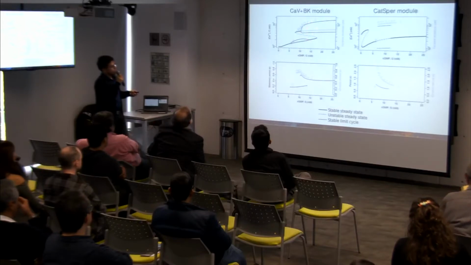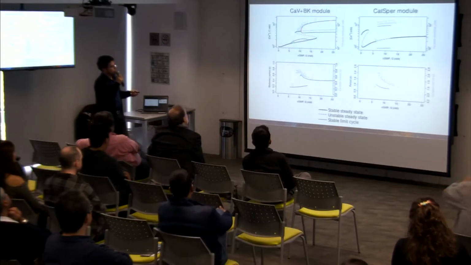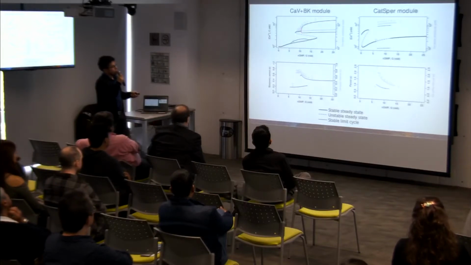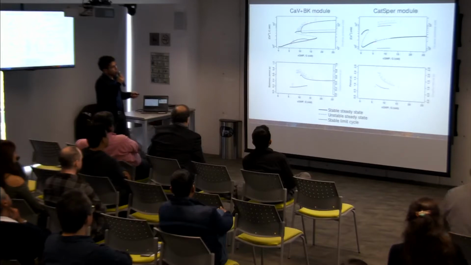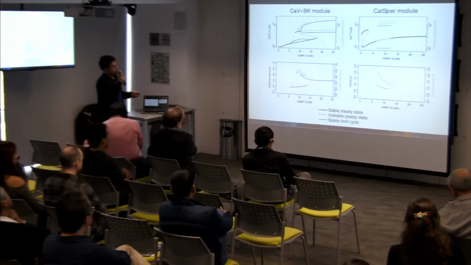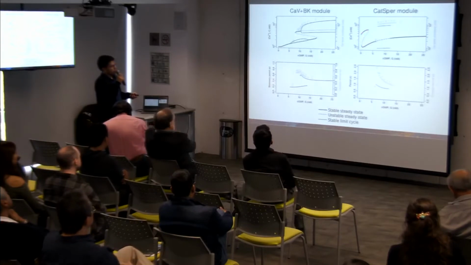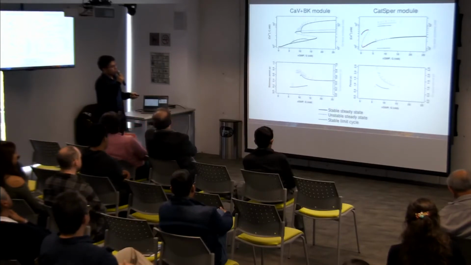These two bistable states are periodic. There are two limit cycles coexisting for this module, whereas for the CatSper module, there's only one, and actually there is a sharp transition in these cyclic GMP ranges. There's also a bistable regimen around the resting state of cyclic GMP.